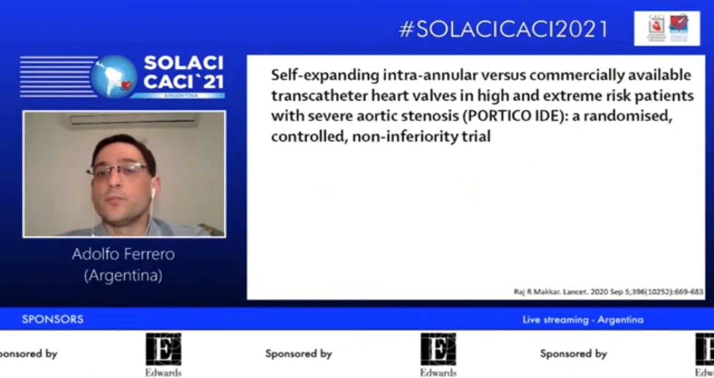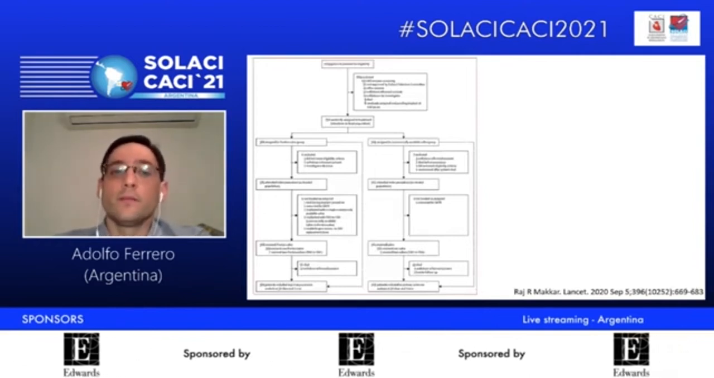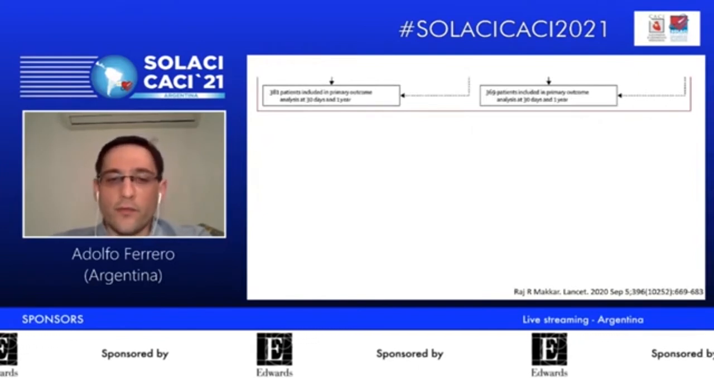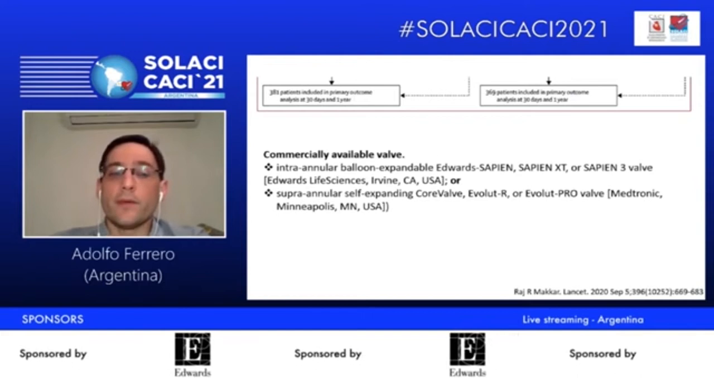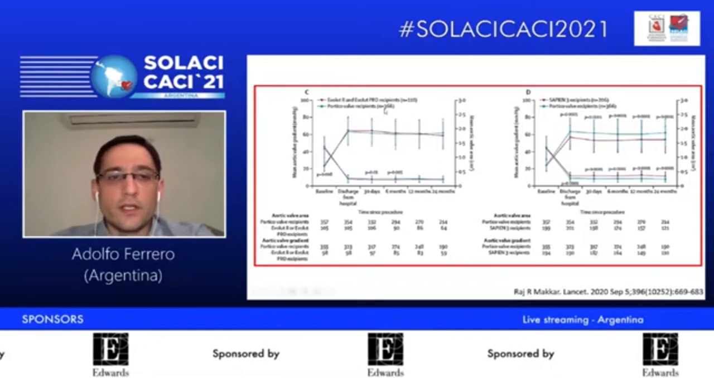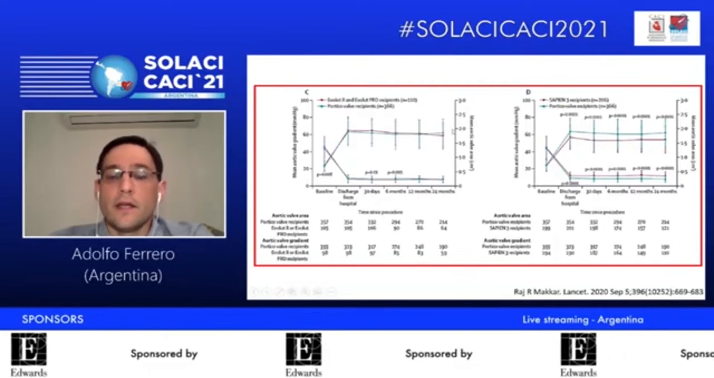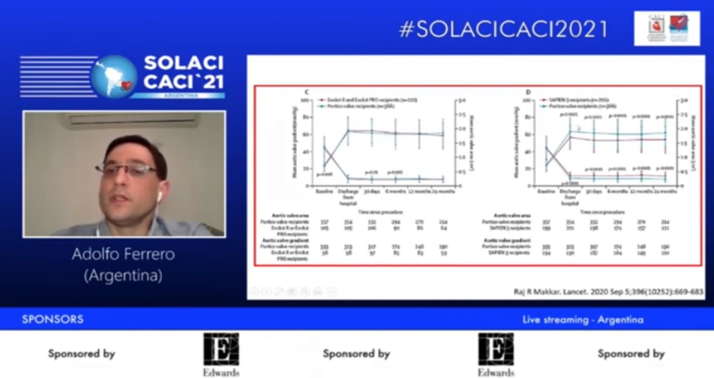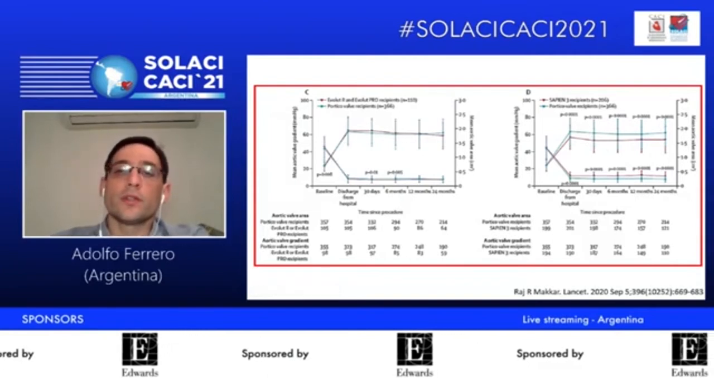And when you take a look at this study related to Portico, you can see that after a very complex patient selection, they end up with more or less 400 patients, and they compare Portico with what they call commercially available valves. And you can see here again this beautiful picture saying that Portico and Evolut R have a similar orifice area, less gradient.